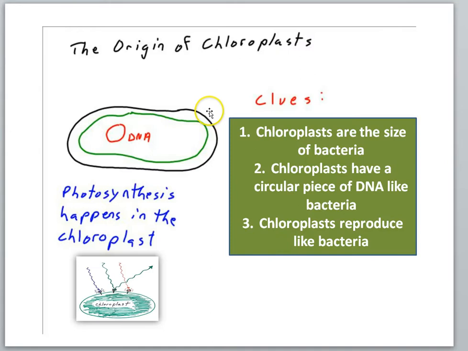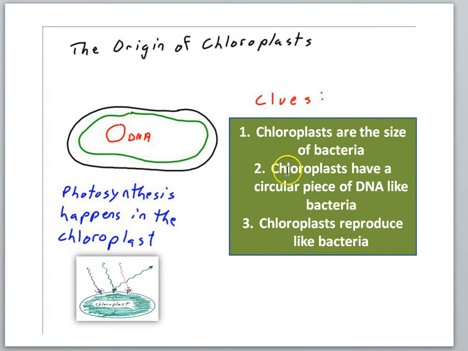Now, here's the surprising thing about these chloroplasts. So here we'll have our little picture of a chloroplast. And remember, the chloroplast is the one that interacts with light, absorbing the blue and the red. But here's the interesting thing about chloroplasts. First, chloroplasts are the size of bacteria. Second, chloroplasts have a circular piece of DNA like bacteria. And third, chloroplasts reproduce like bacteria.